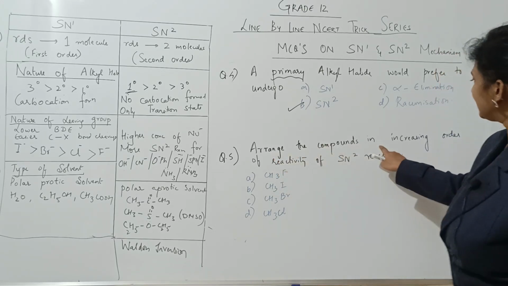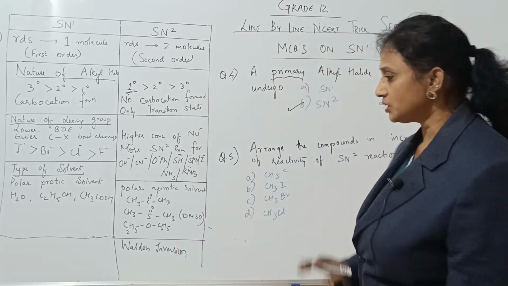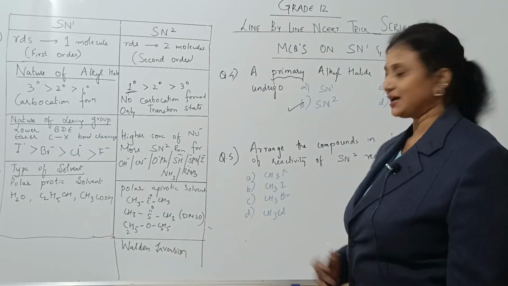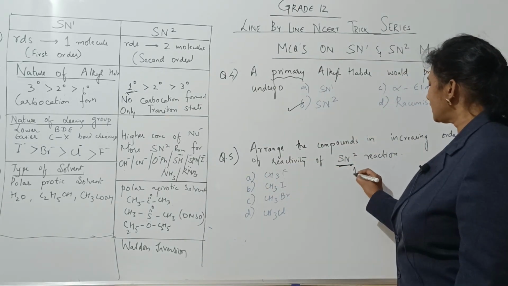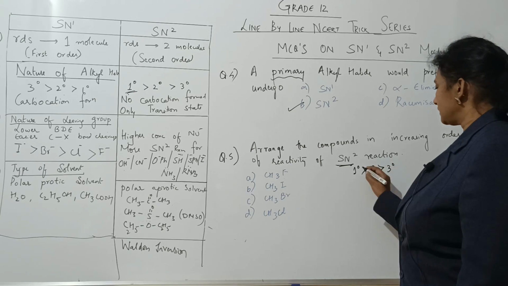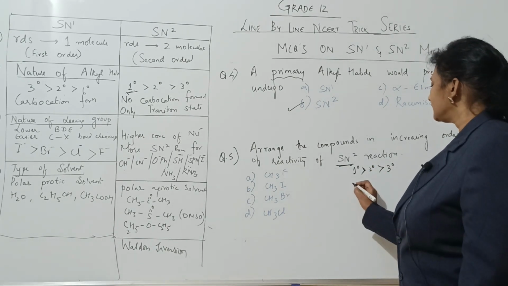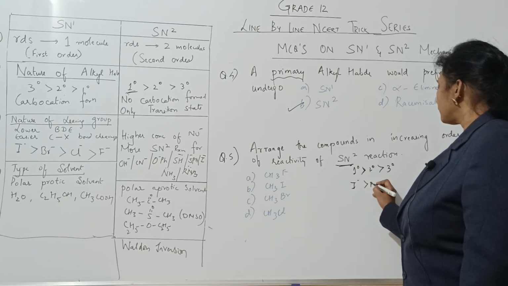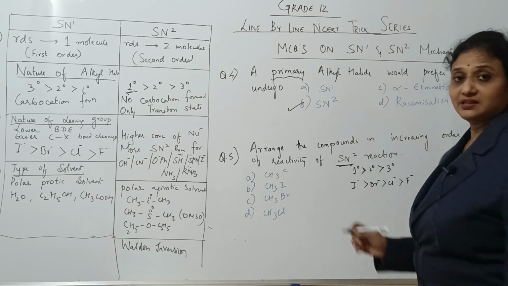Arrange the compounds in increasing order of reactivity of SN2 reaction. Again SN2. What are you observing in this question? As soon as they give me SN2, I have to fix in my mind that 1 degree is more preferred than 2 degree, more preferred than 3 degree. Then I also have to remember the order of nucleophile, that is I minus is more preferred than Br minus, more preferred than Cl minus, then F minus.